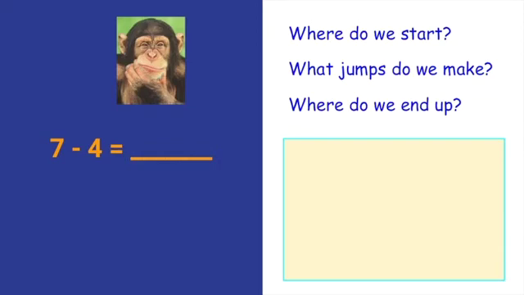What jumps do we make? We take hops back. We want to take a hop back to 4. Minus 4. I know 7 take away 4. Where do I end up? I end up at 3.